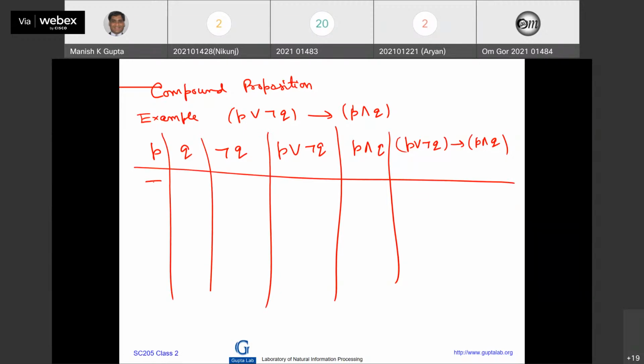So you start with P, Q. When both P and Q are true, I know negation of Q will be false. This will be true, just using the previous results, right? This will be true. This finally this will be true. This is true. This is false. This is true. This is true. This is false. This is false.